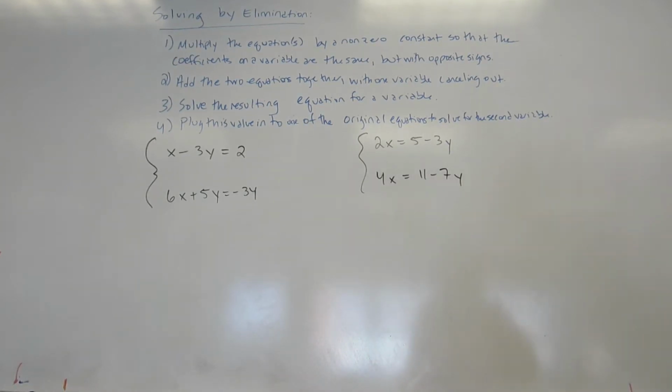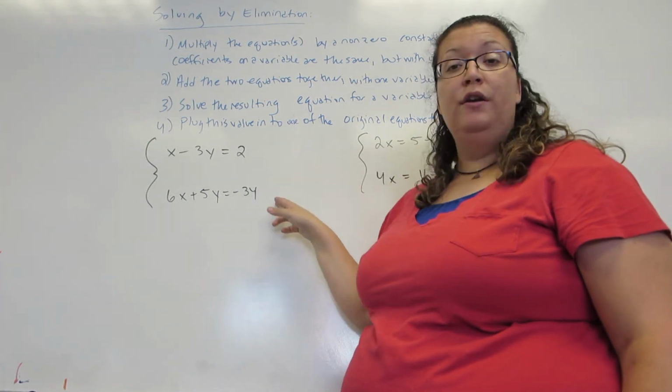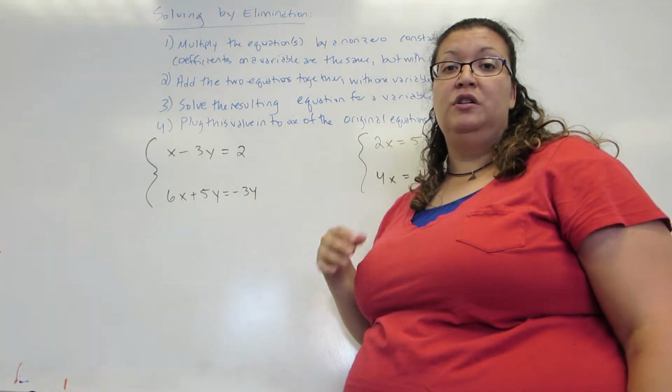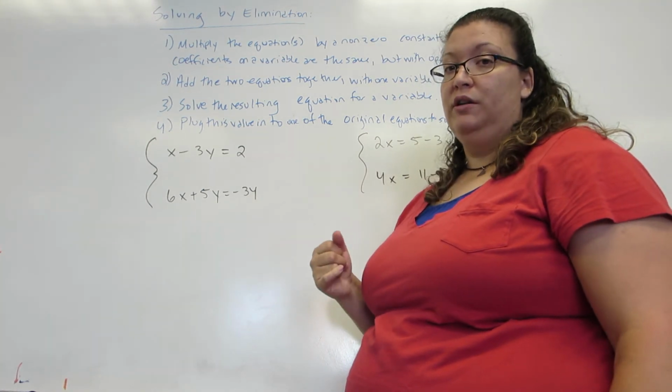We're going to learn our third method of solving system equations, and this is called solving by elimination. Okay. There are 4 steps. First, we look at our equations, and we're going to multiply one or both of the equations by a non-zero constant. Now, how do we decide which constant?